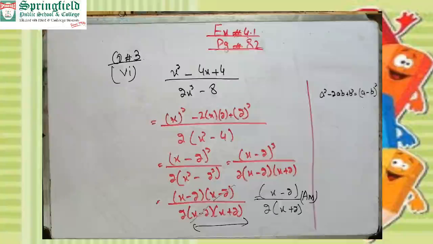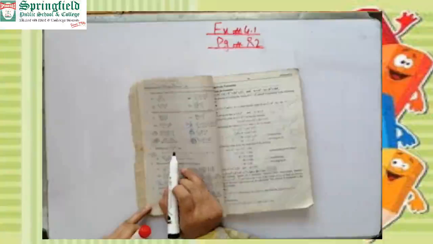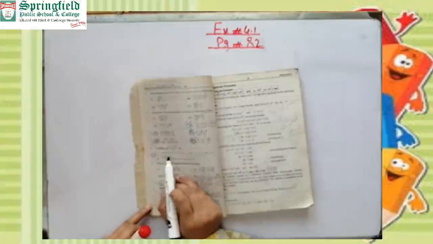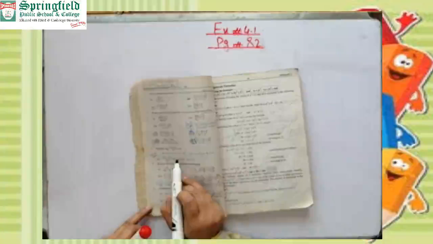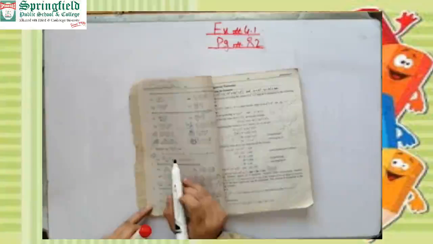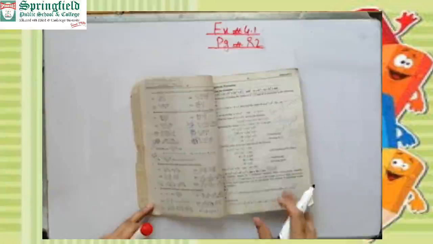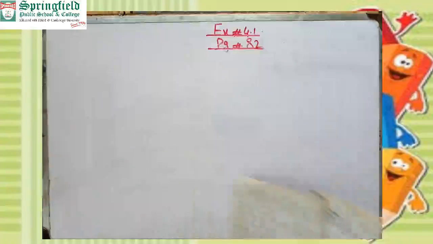Understood, beta? Okay, now the rest of the parts are your task. Complete all the questions in your notebook. Now come on to question number 4. Question 4 says to find the value of this expression by putting the values of x, y and z. The variable values are given, so how can we find it? As we already learned, we already did an example of the rational expression.